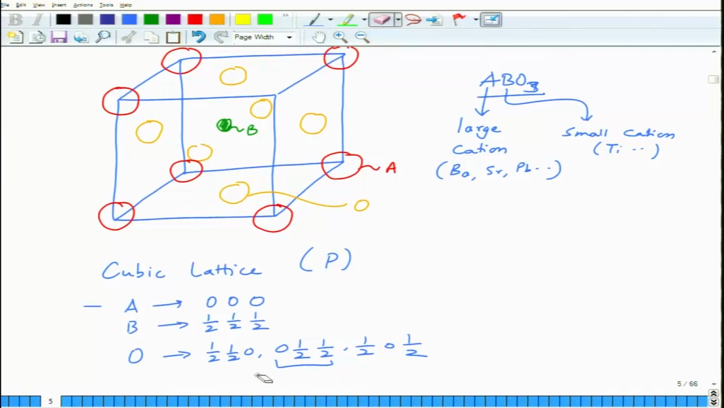So now look at the coordination here. B atom is a smaller atom, the coordination of this is 6-fold, which is octahedral. So you can see the octahedra here. This is the octahedra that you make.